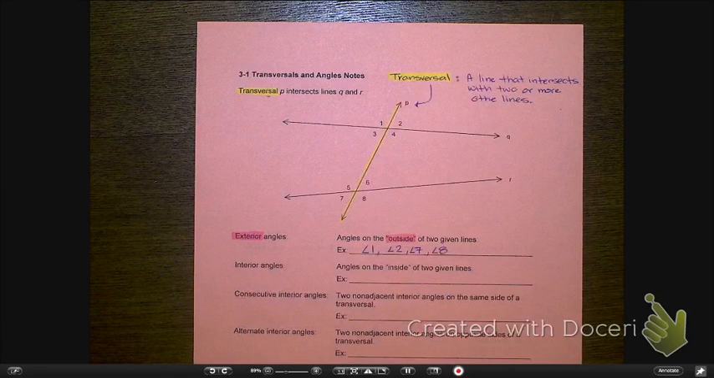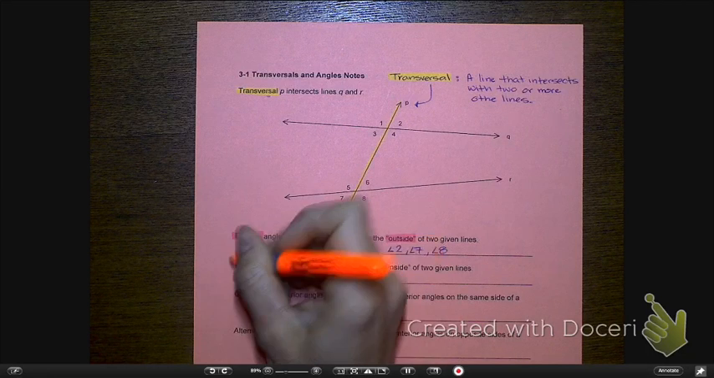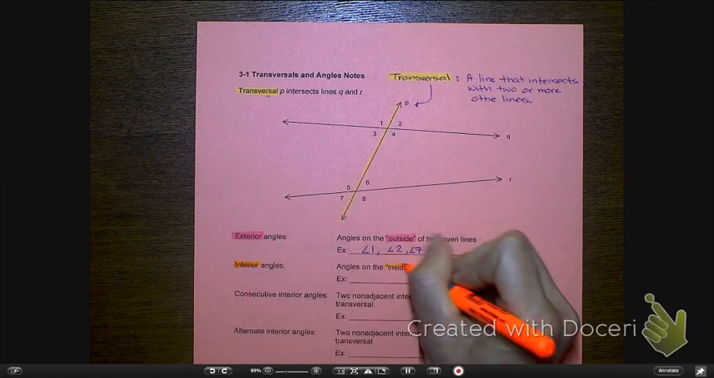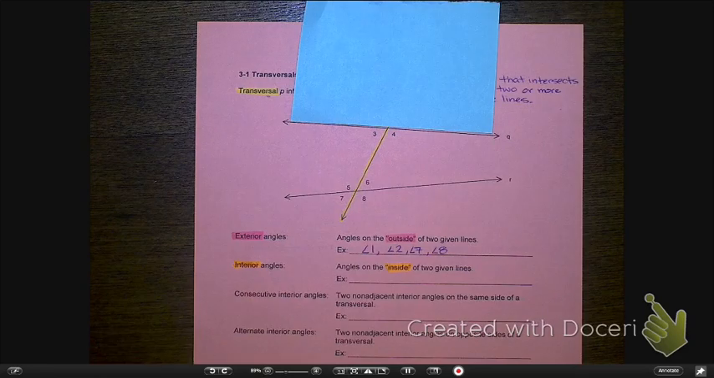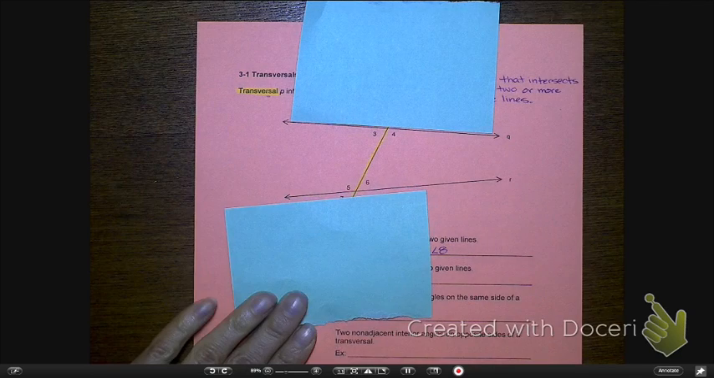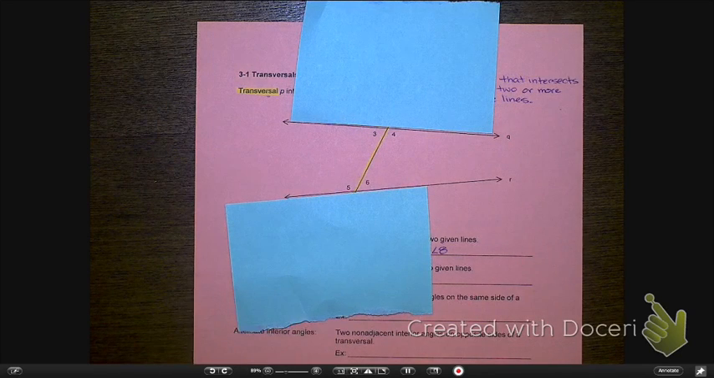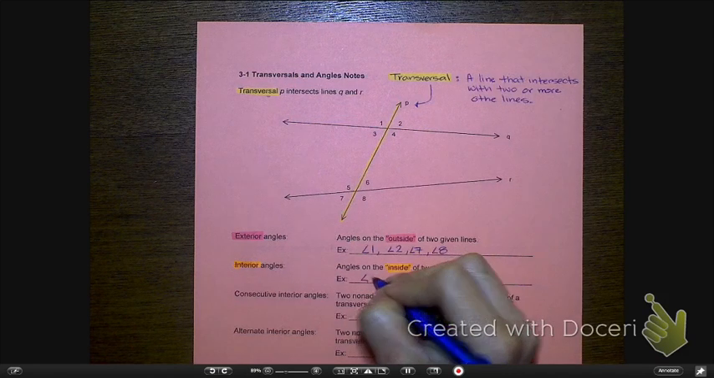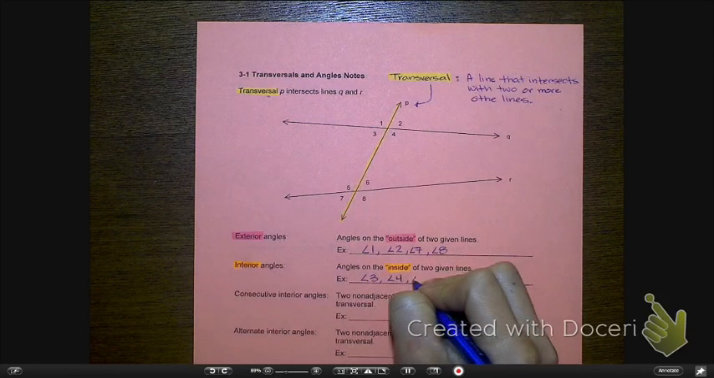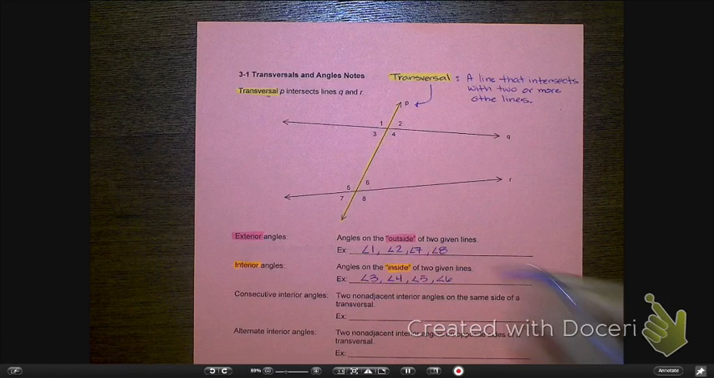All right, so if exterior means outside, what does interior mean? Inside, right? So we're going to take a look at the inside angles. Interior means inside of the two lines that are being intersected. I can cover up the outside angles, and now hopefully you guys can see where the inside angles are. So what angles are the inside angles? 3, 4, 5, 6, right? So 3, 4, 5, 6. Those are all examples of interior angles.